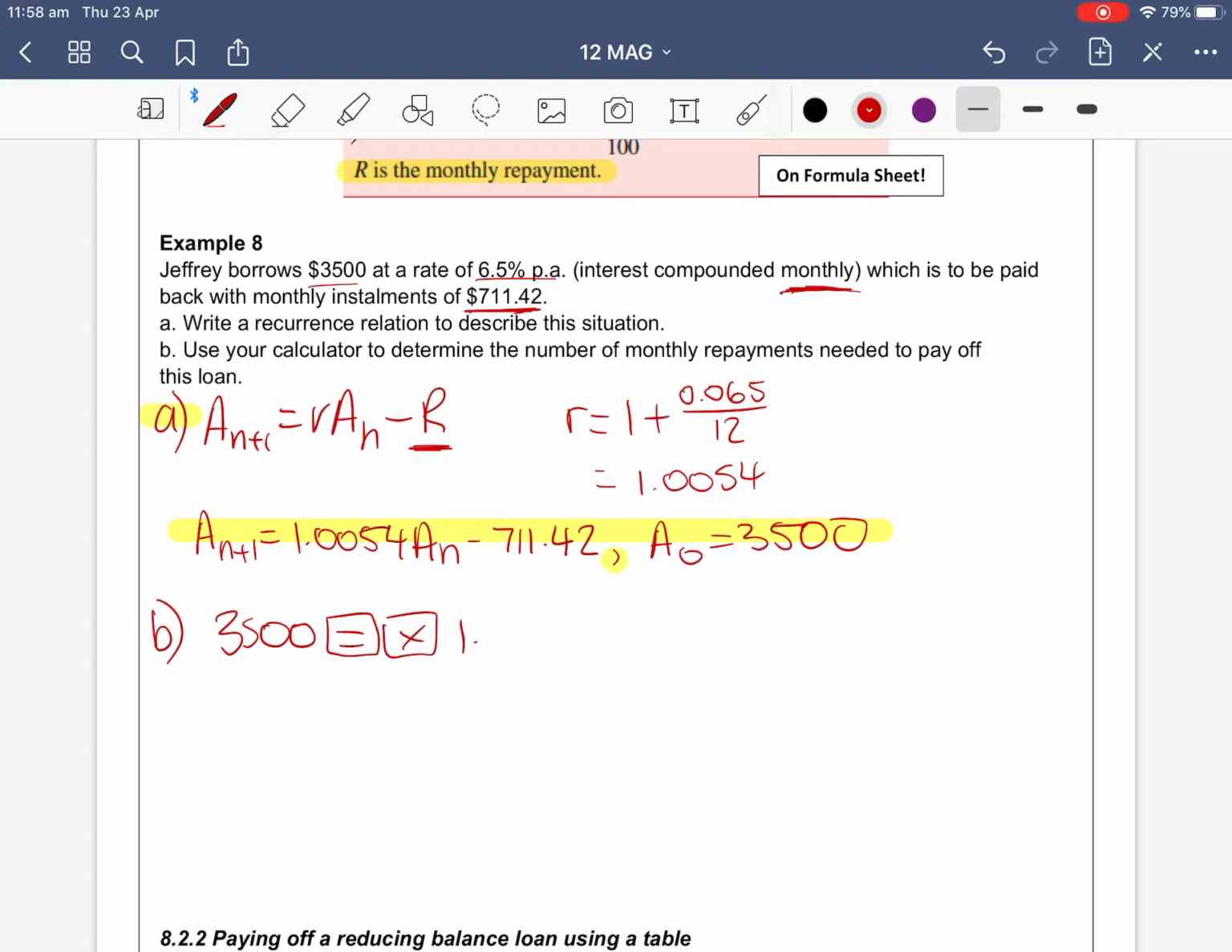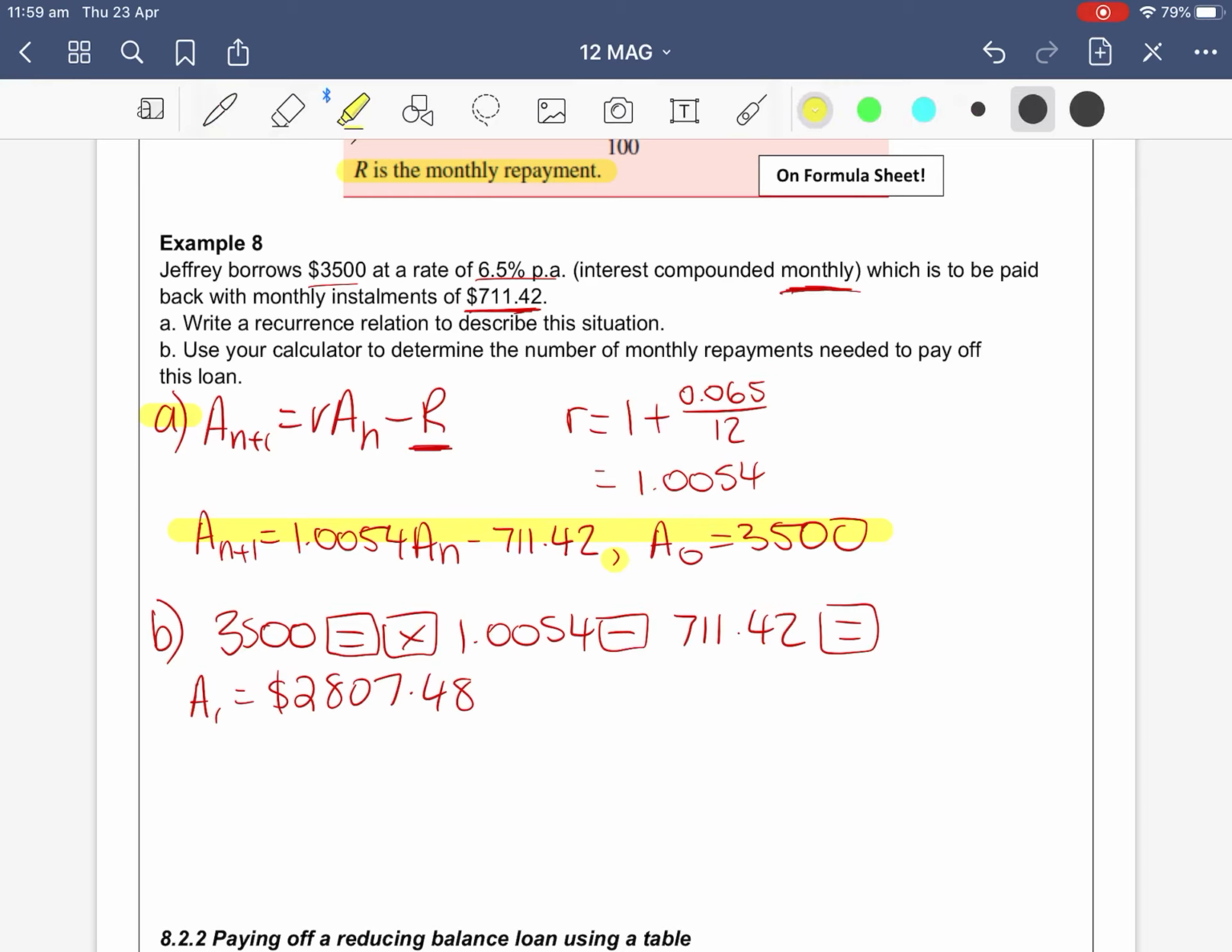But this time, rather than just hitting multiply by 1.0054, you're then going to have to make sure you hit minus 711.42. Then when you hit equals, your first term, A1, is going to be equal to 2807.48. That number considers that we've added the interest and also minused off the repayment.